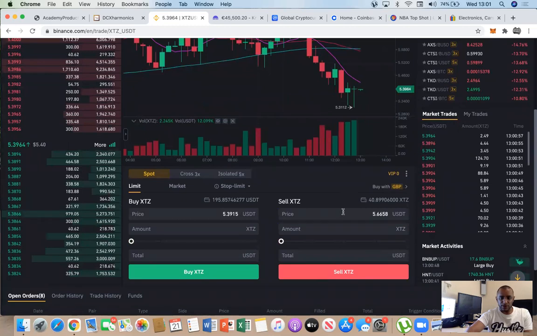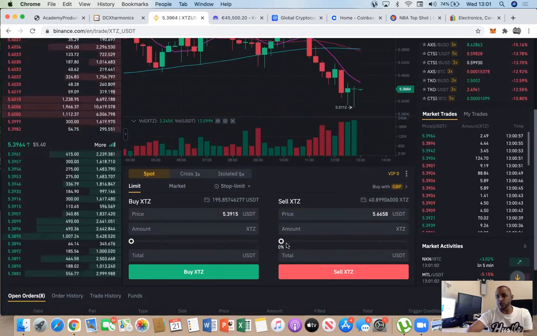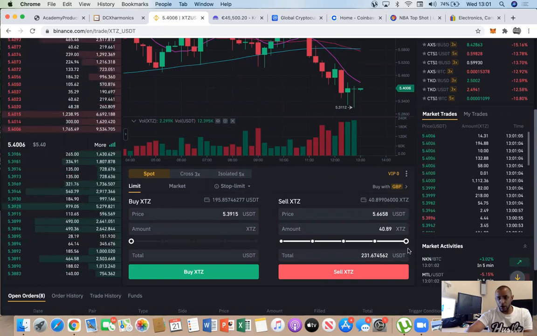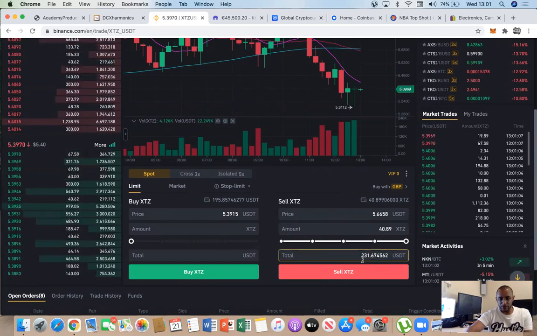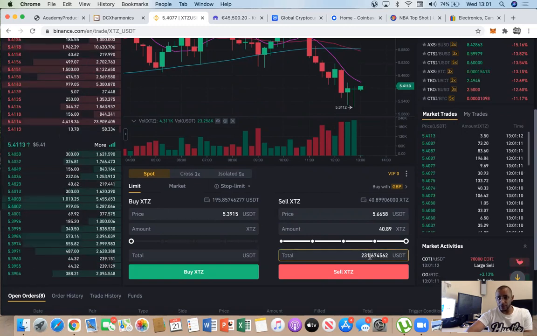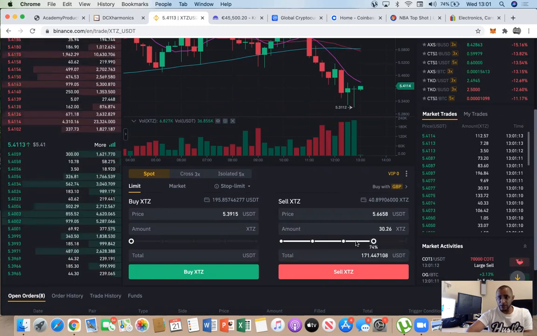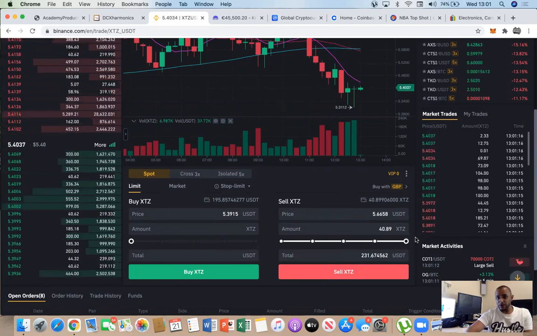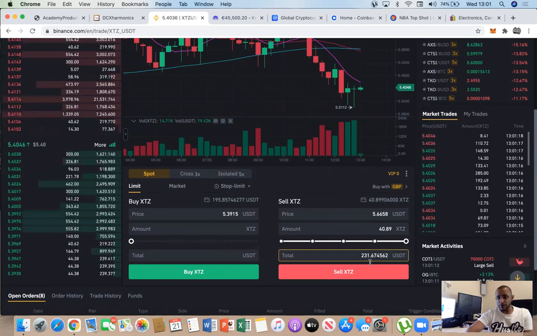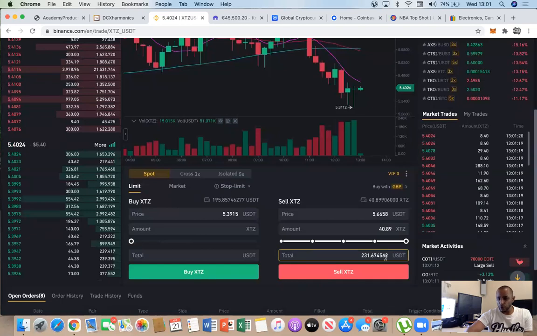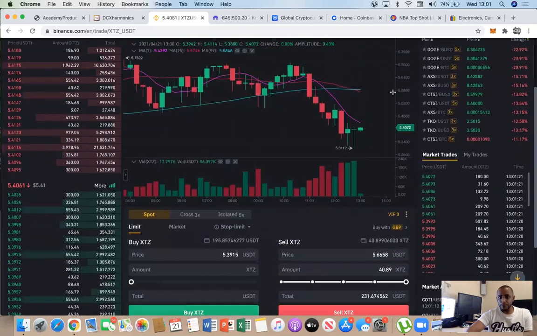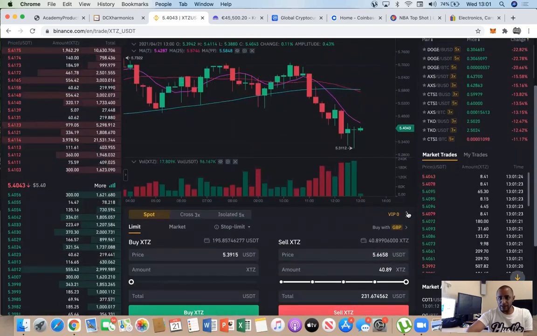How much do I want to sell? Remember, I've got 40 XTZ there. It shows me. I want to sell it all, my whole $220. By the way, it's just gone up, as you can see, by $10 already, right? It's going back up. So my 220 has gone up already by $10. I want to sell all of that when it reaches here. And this is how I'm going to sell it.